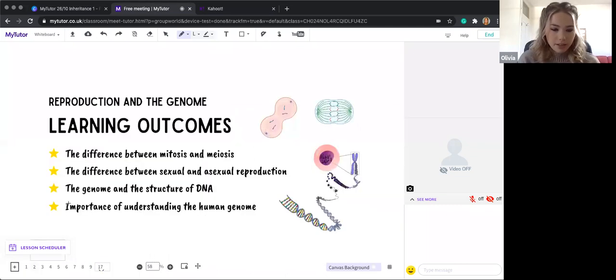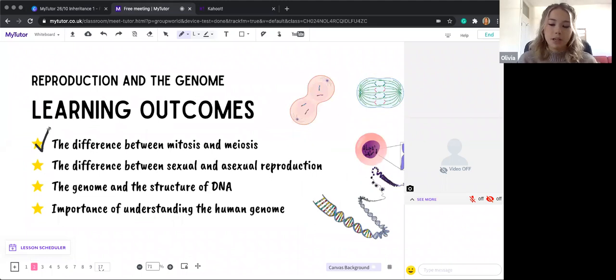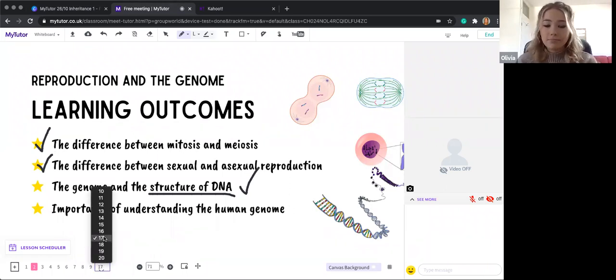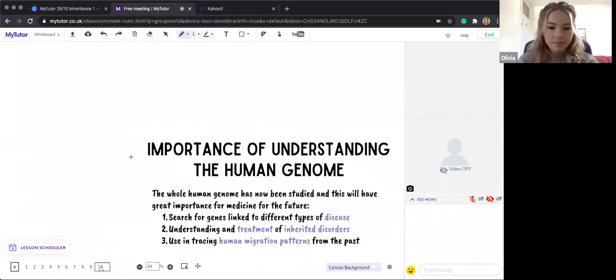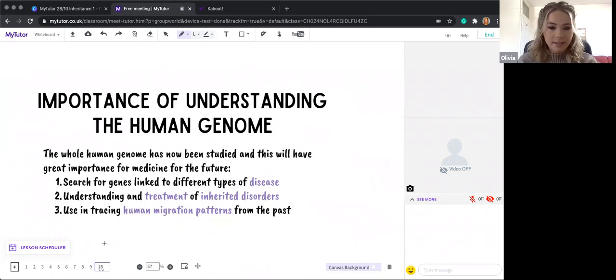So if we go back to the start, hopefully now we've looked at the difference between mitosis and meiosis. We've looked at the difference between sexual and asexual reproduction. And now we've looked a little bit at the structure of DNA. Now, all we have left to look at is the importance of understanding the human genome. And then we will go on to our Kahoot, and then I'll answer any more questions that we have at the end.